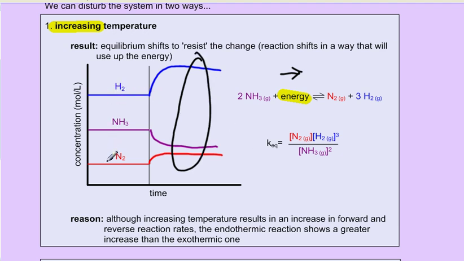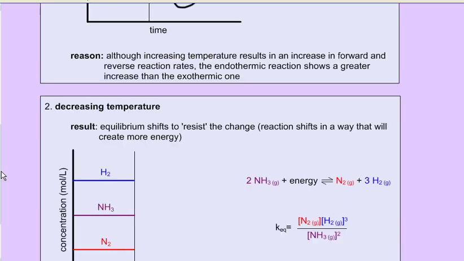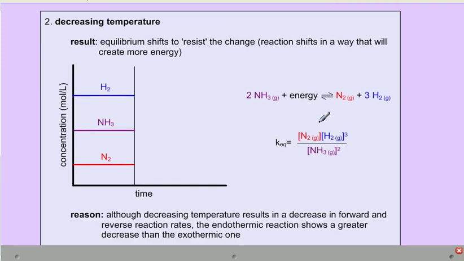And when we reach this new equilibrium state, these values and these values put into the K expression will give you two different answers for K. So whatever K was before this stress occurred, it's going to be different after the stress occurs. If we do the opposite to our endothermic reaction, if we decrease the temperature, so we take away some energy, both forward and reverse reactions will decrease in rate, but the forward reaction will decrease more in rate than the reverse reaction.